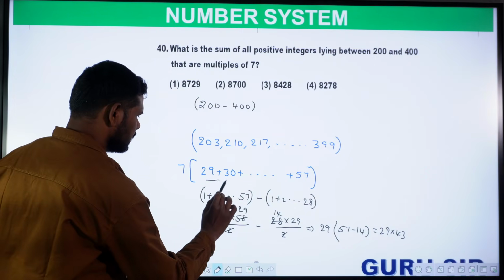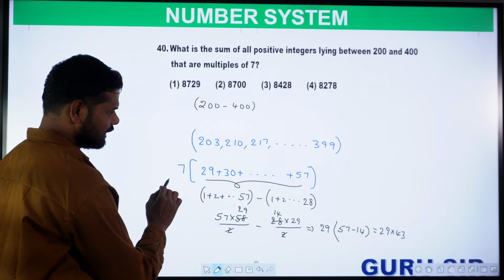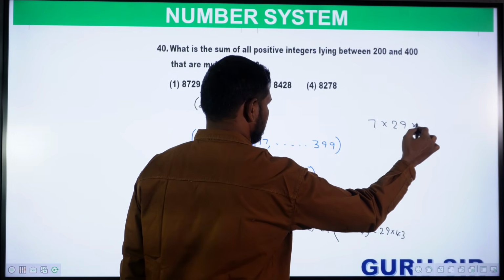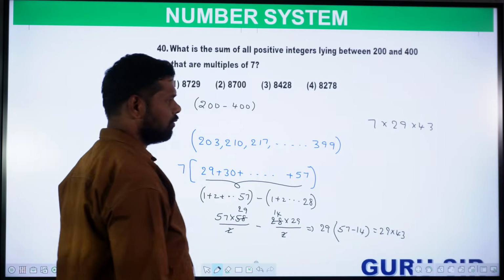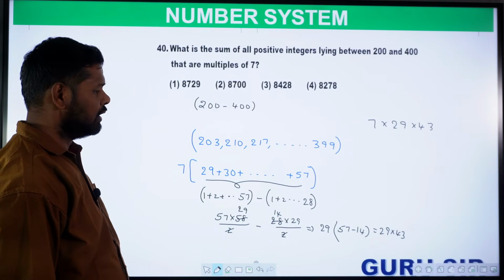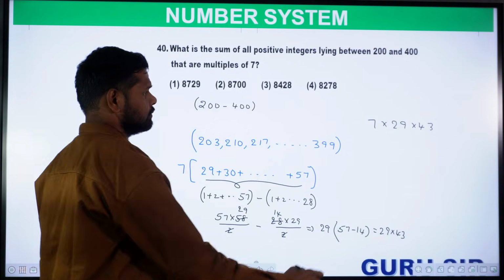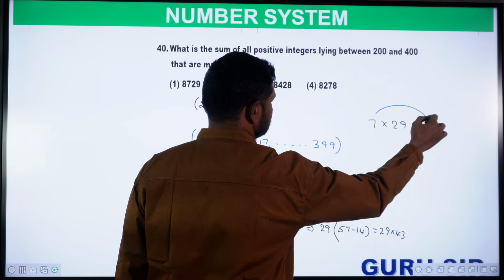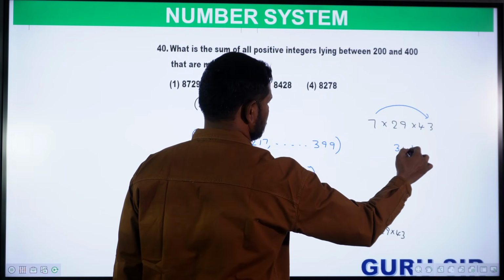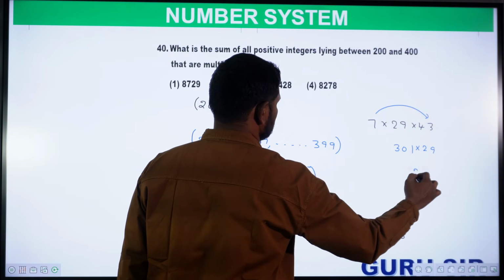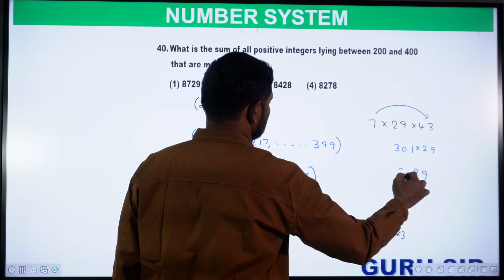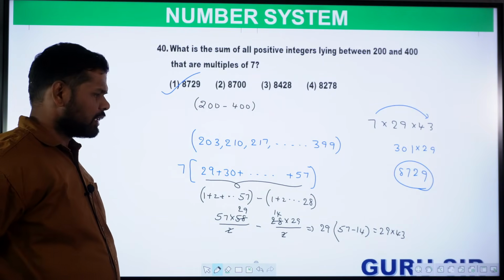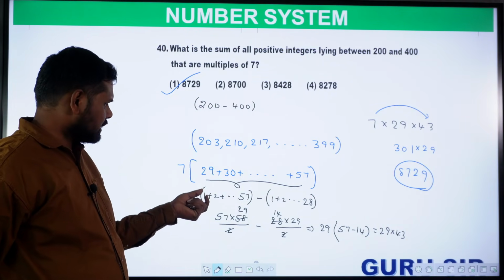That is this sum, but outside, 7 is also there. So the required number is 7 into 29 into 43. This is the actual required number. 7 into 43 is 301, then 301 into 29: 29 times 1 is 29, 29 times 3 is 87. So the answer is 8729.